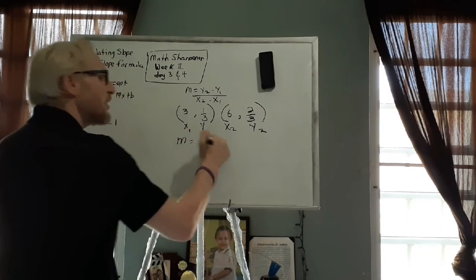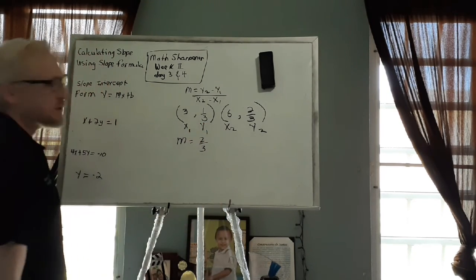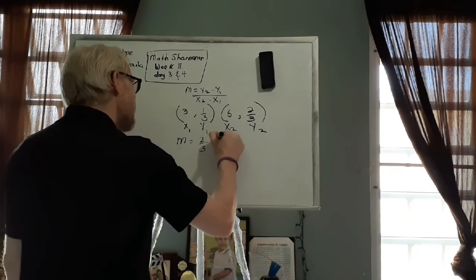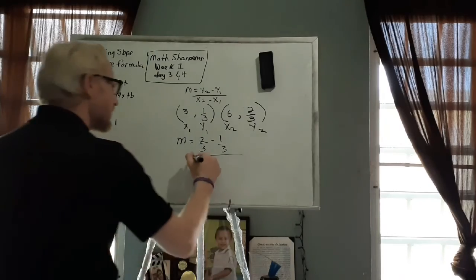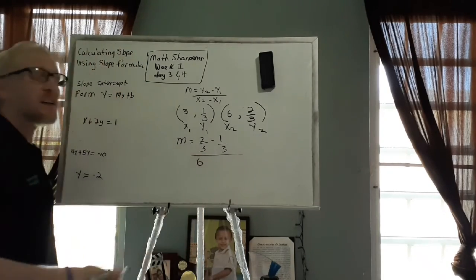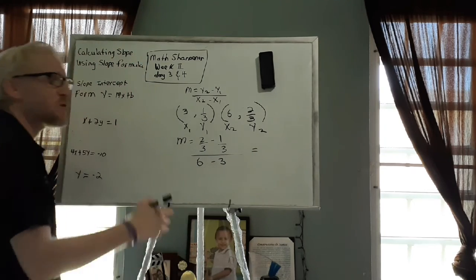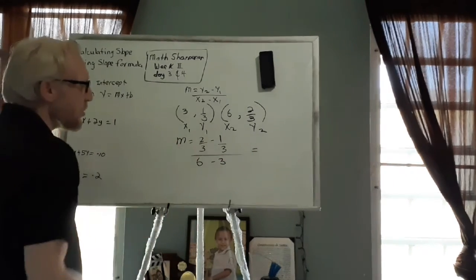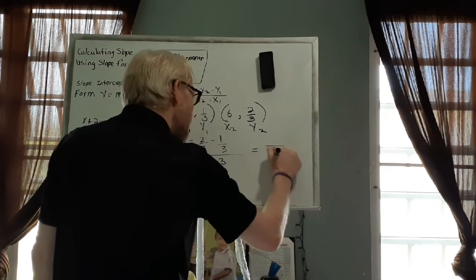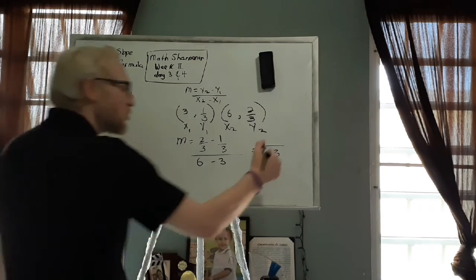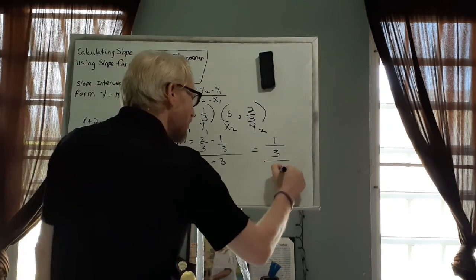So m, in this case, y sub 2 is going to be 2/3. Y sub 1 is going to be 1/3. X sub 2 is 6. And x sub 1 is 3. So what we're going to do is we're just going to say 2/3. Since here the denominators are the same, I'm just going to move my 3, and I'm going to subtract 2 minus 1, which would be 1, and then I have 6 minus 3, and that would be 3.